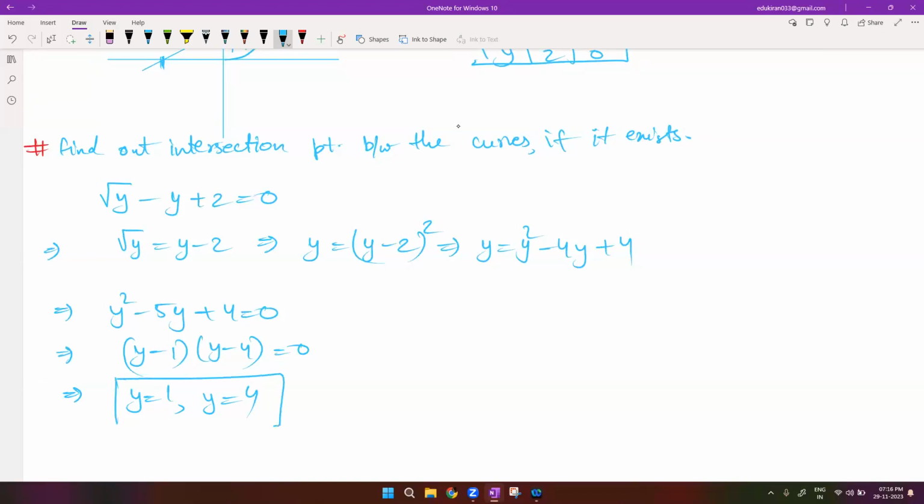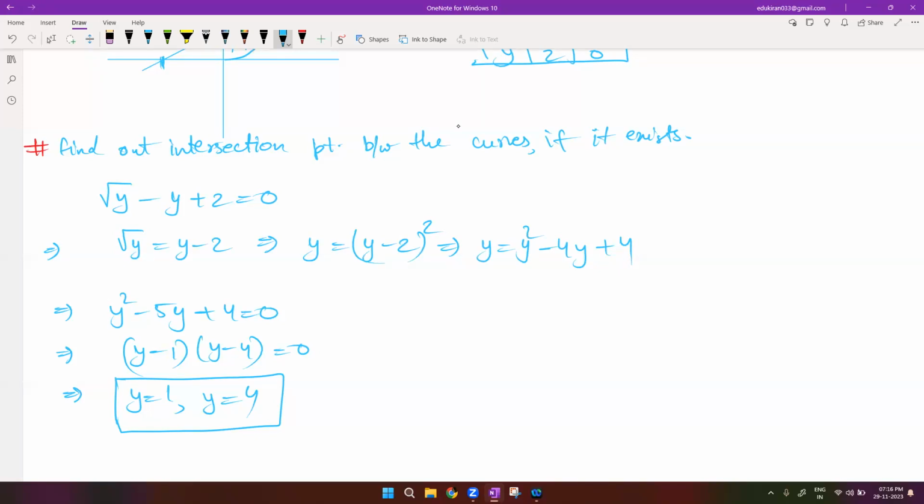What does it tell us? It tells us that there are two values, or there are 2 points of intersection between the curves, at y is equal to 1 and at y is equal to 4.